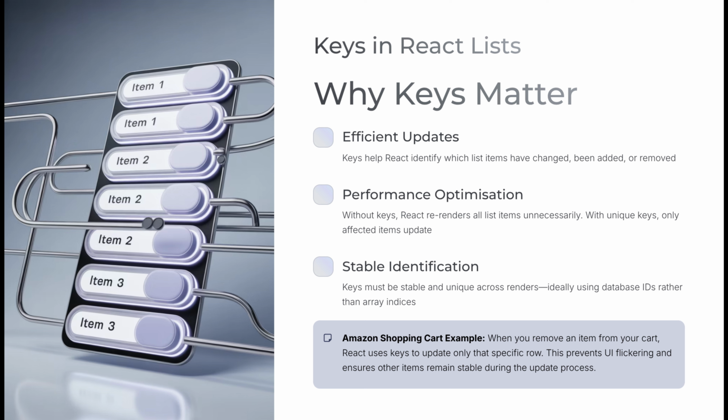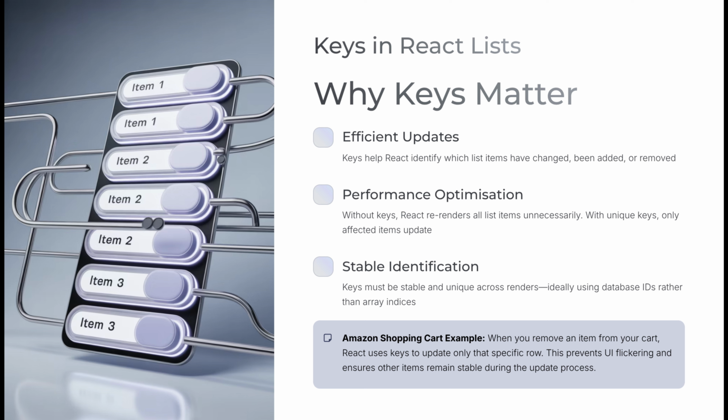Now let's cover keys in React lists, a deceptively simple but critical topic. Keys help React identify which list items have changed, been added, or removed. Without keys, React may re-render entire lists unnecessarily. With proper keys, only the affected items are updated. Keys must be stable and unique, usually database IDs or unique identifiers. Avoid using array indexes because they can cause mismatches when items are reordered or deleted.